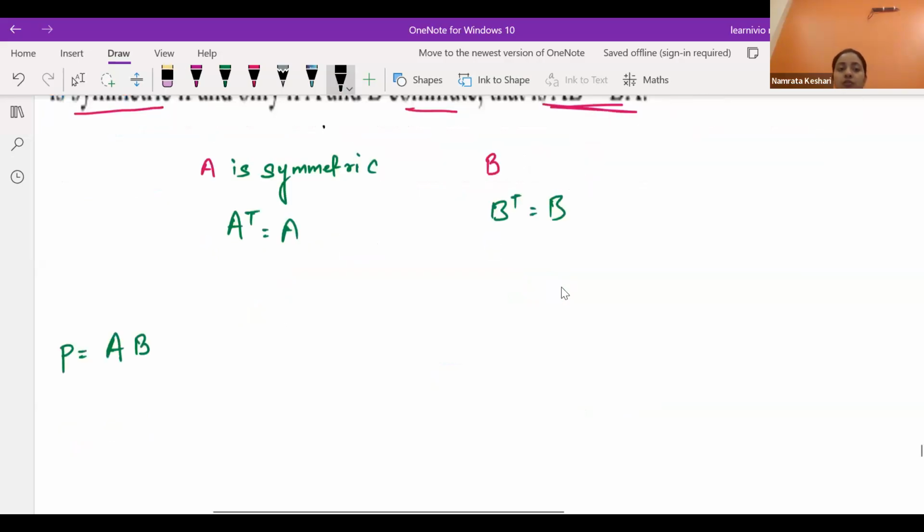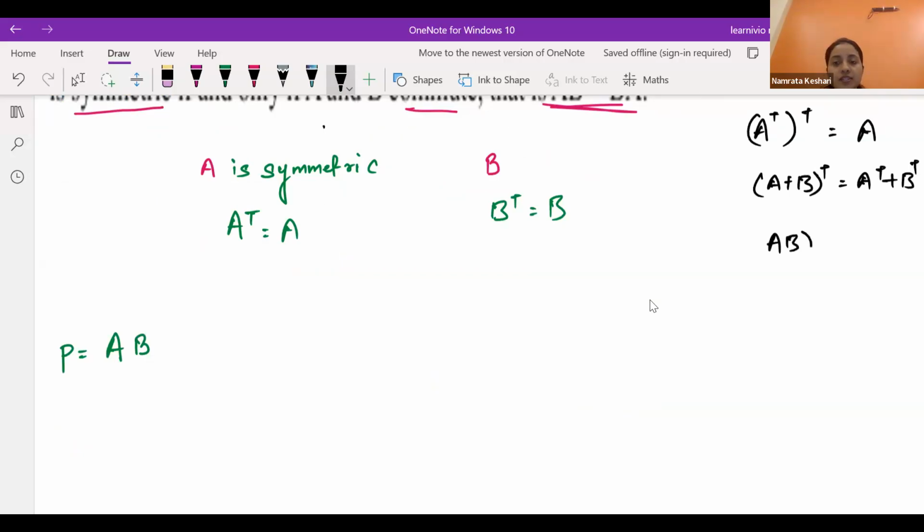Suppose you have also learned the properties of transpose, right? If we are having a transpose and again we do transpose, we will end up getting the original. Do you know that, Kiran? Yeah. If we are having A plus B transpose, that is the same as A transpose plus B transpose, right? Yes. Similarly for A minus B, and if we are having AB transpose, that is the same as B transpose times A transpose, right?